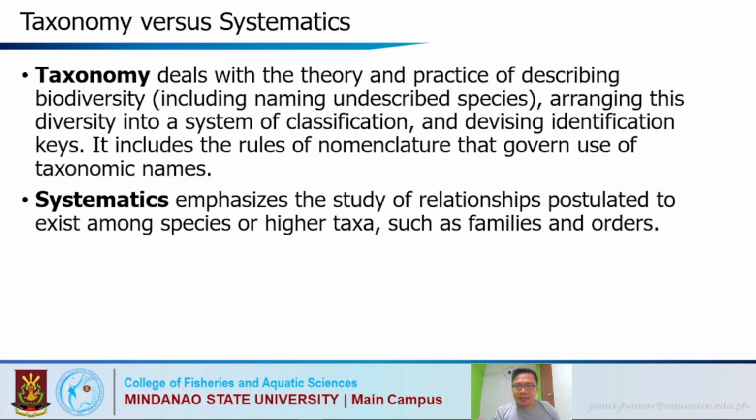While systematics basically emphasizes the study of relationships. Take note that these are the relationships postulated to exist among the species or higher taxa such as families and orders. Basically, this is the study of relationships between the species, the families, the genus, and the orders. So that is the difference between taxonomy and systematics.